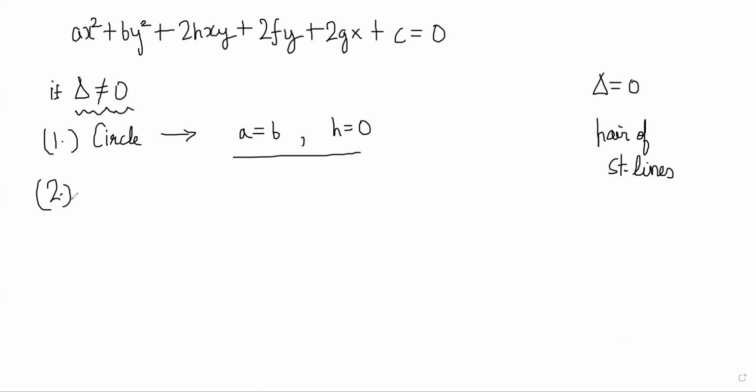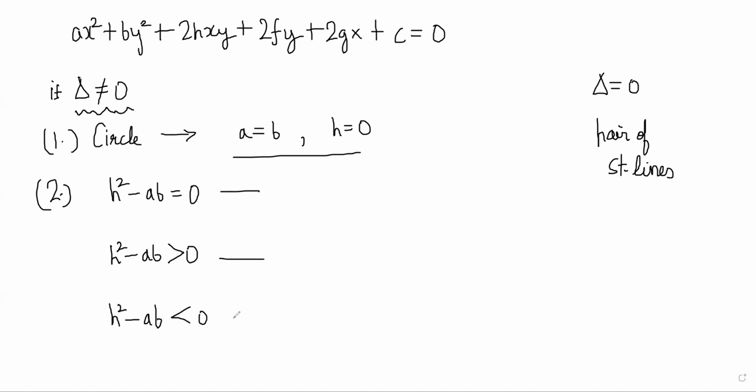Similarly, in future chapters, we will say that if h square minus ab is 0, greater than 0, or less than 0, it will be a parabola, hyperbola, or ellipse respectively. So these are the four conditions for four different situations, under the major case that del should not be 0. Now, how do we know that when a is equal to b and h is equal to 0, it is a circle? It is easy to prove that.